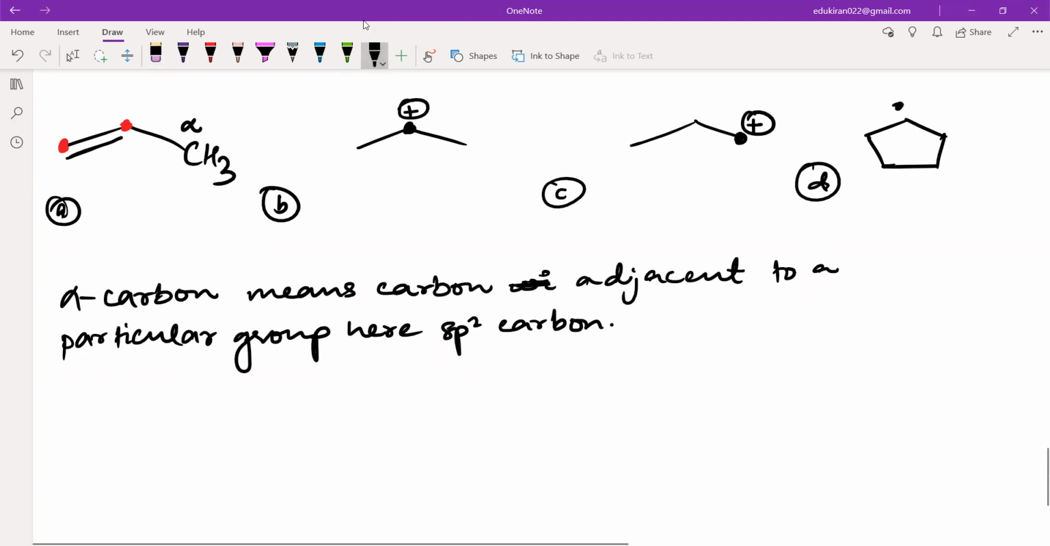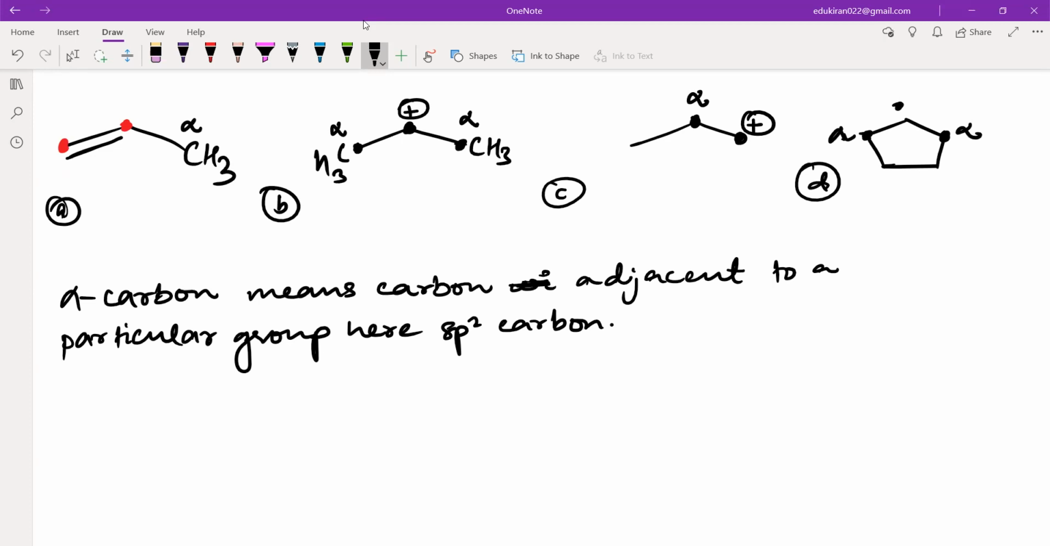What about this particular case? This carbon can also be alpha, the CH3 and the CH3. So both of these are alpha carbons. What about this case? Only this carbon is going to be alpha carbon. Now in this case, these two are going to be alpha carbons. Now you can identify the alpha carbons and the sp2 hybridized carbons.